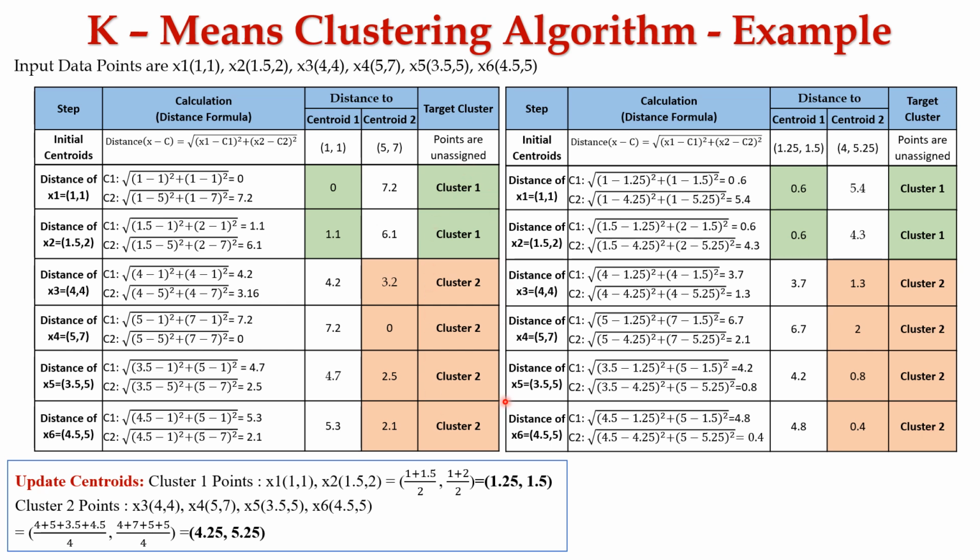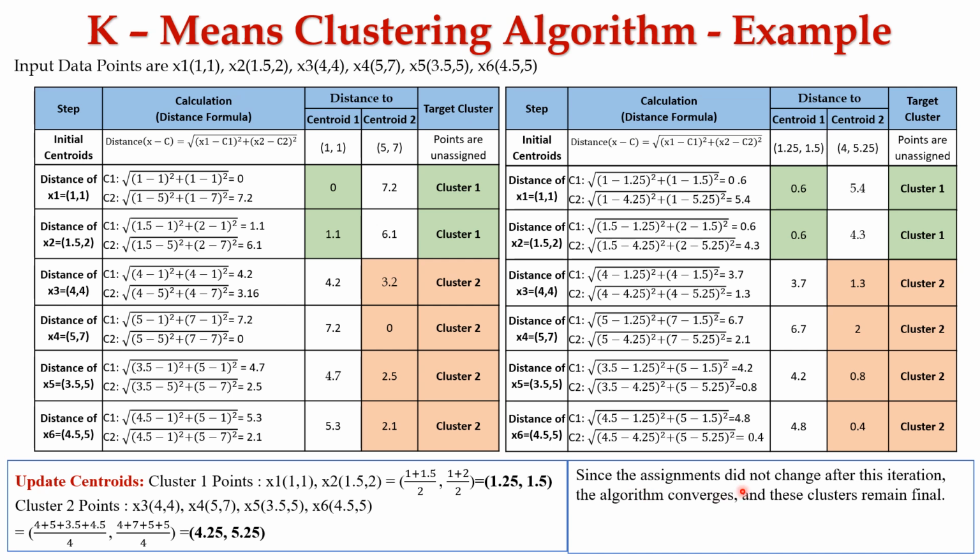In both the iterations, we can notice that the assignments of data points to the target clusters remain the same. Since the assignment did not change after the iterations, the algorithm converges and the clusters remain final. Cluster 1 includes the data points x1 and x2, and cluster 2 includes the data points x3, x4, x5 and x6. Hope you are clear on the K-means clustering algorithm with this example problem.